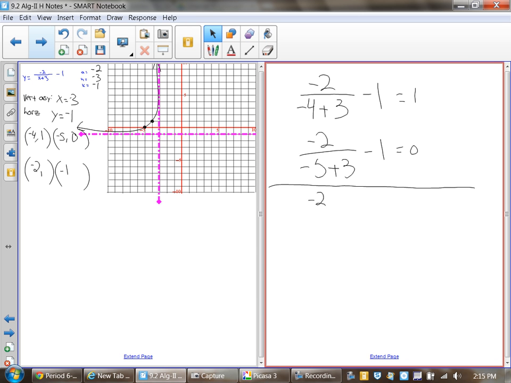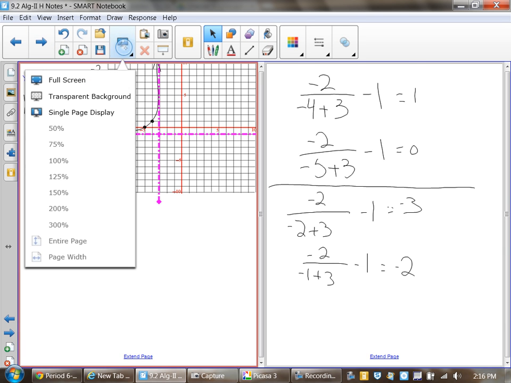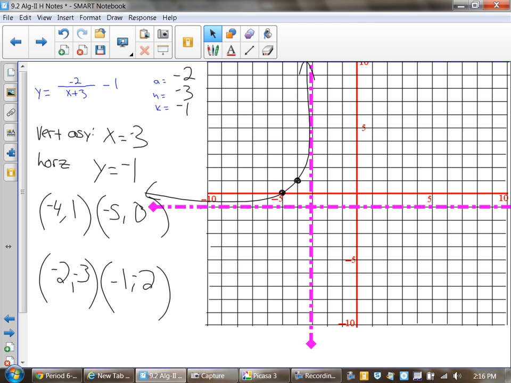All right? -2 divided by -2 plus 3, minus 1. Again, we have -2 divided by 1. Minus 1 gives me -3. And then if I do -2 over -2, -2 divided by +2 gives me -1. -1 minus 1 is -2. So now I have my other set of ordered pairs. At -2 is -3. And this one's going like this. And there's your curve.